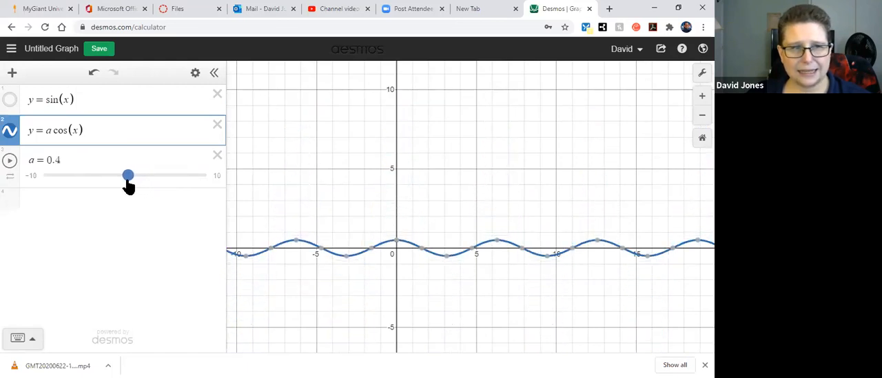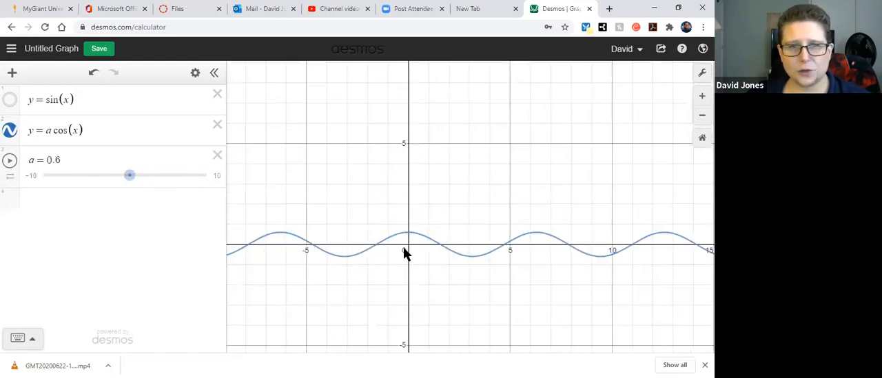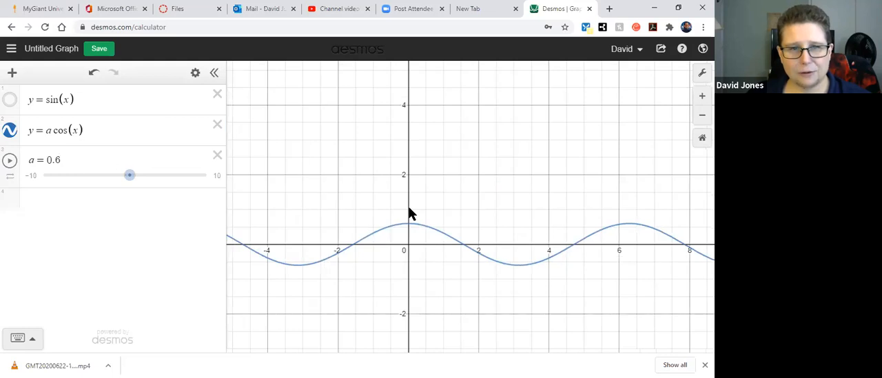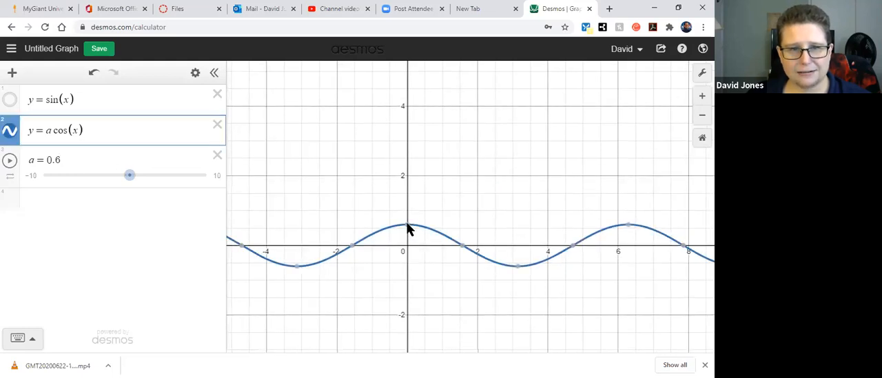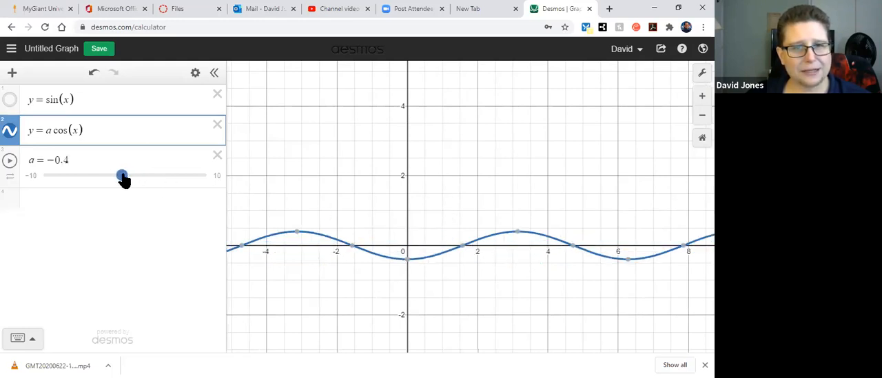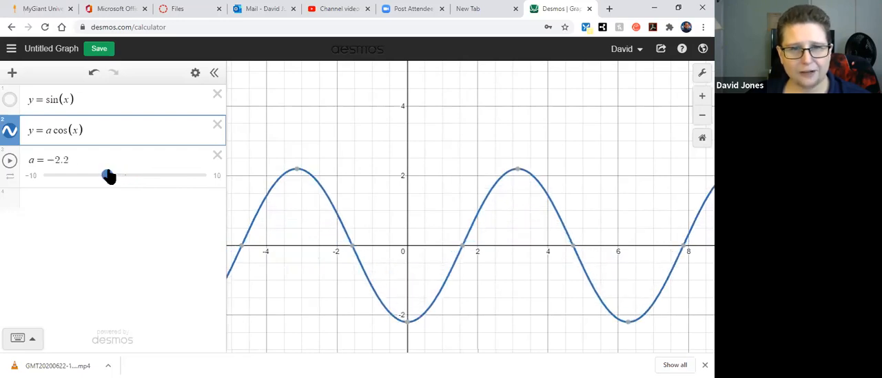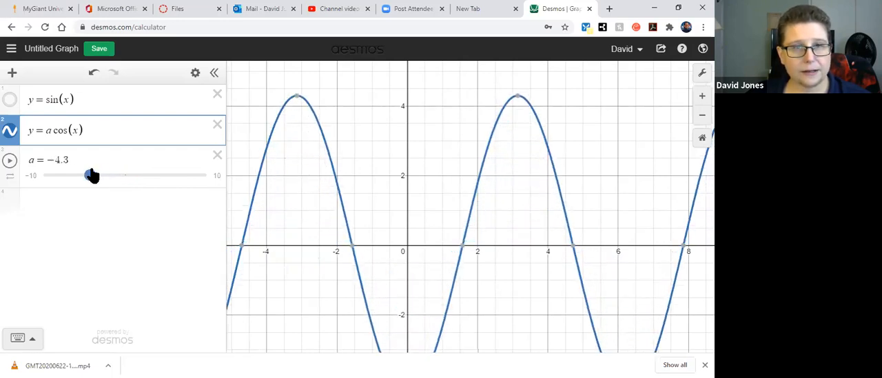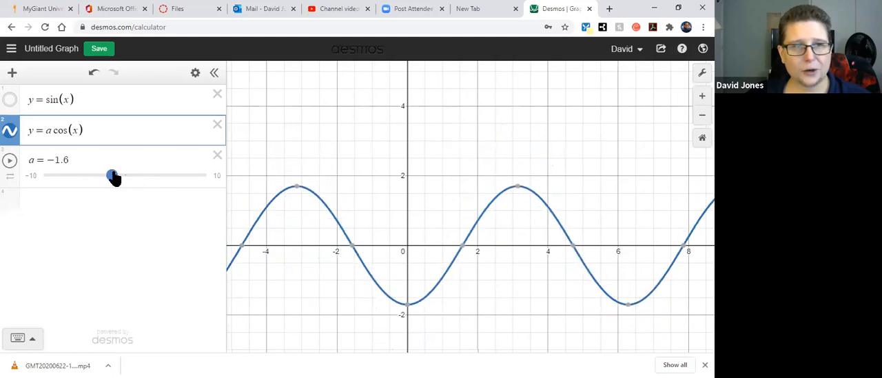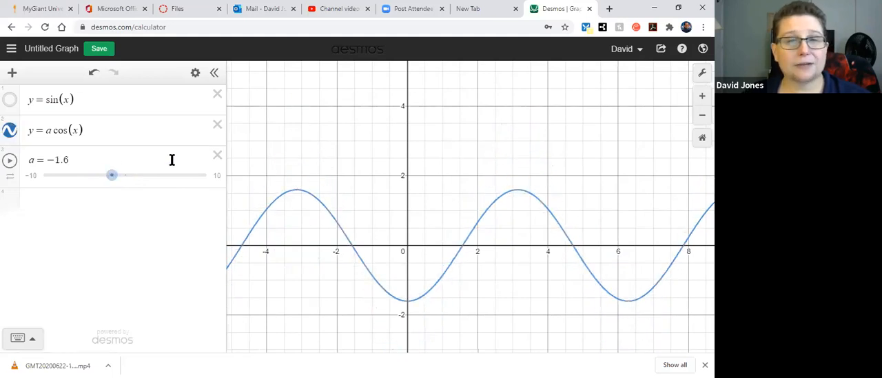And when a is less than 1, it gets shorter. That would be 0, 1 right there, but now it's really short. When it goes negative, when a goes negative, look what happens. It flips the graph upside down. So I recommend playing around with this stuff in Desmos. Let's go back and write out some of this stuff we said.